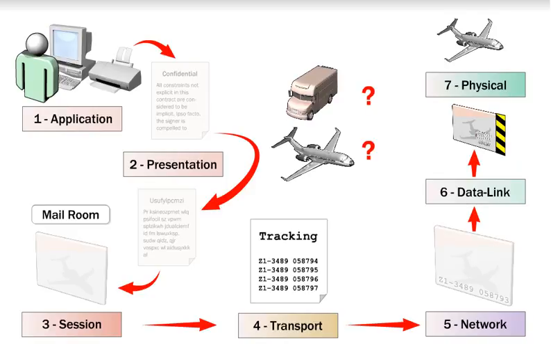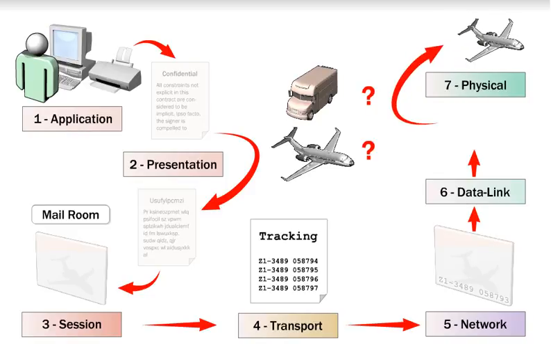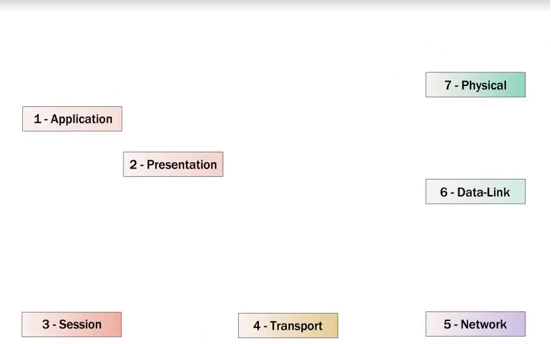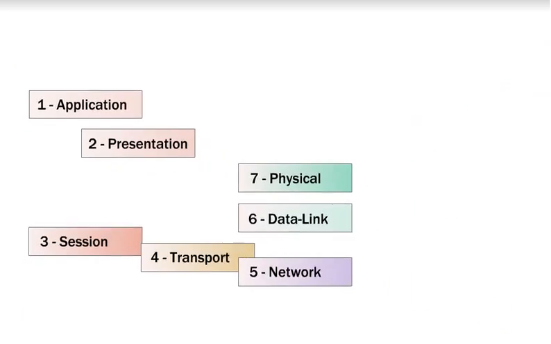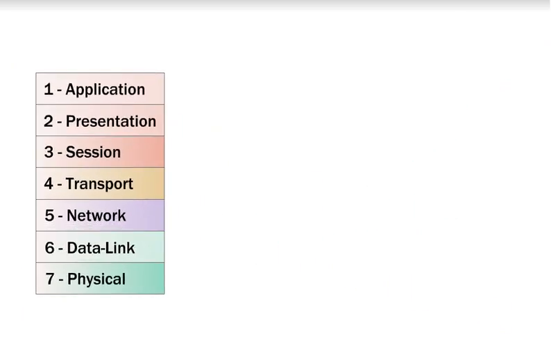The physical layer is the last stage. The envelope is put on an airplane and taken to its destination. This is similar to putting the packet onto the network cable at the physical layer of the OSI model. When you put the 7 stages together, you have the 7 layers of the OSI model. Applied to a network, the OSI model defines the following functions.